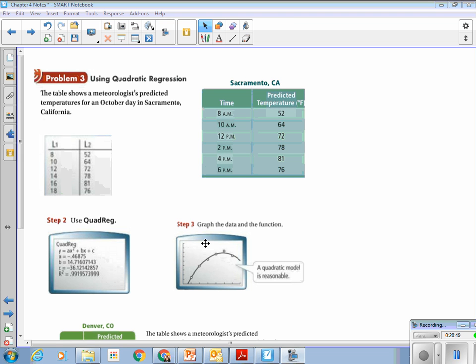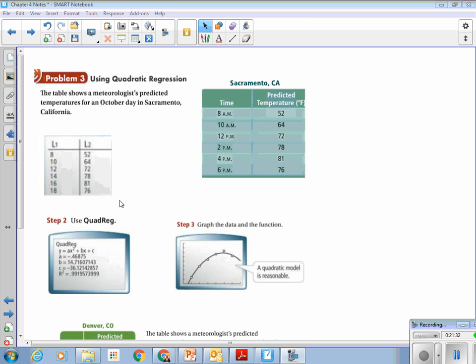So this table shows a meteorologist's predicted temperatures for an October day in Sacramento. You put the time in your first list and your temperature in the second list. This is using a calculator. To use quadratic regression on your calculator, you can find quadratic regression underneath the stat button. Stat button is kind of near your alpha and your second button. And arrow over to calculate, and you can arrow down to quad reg.